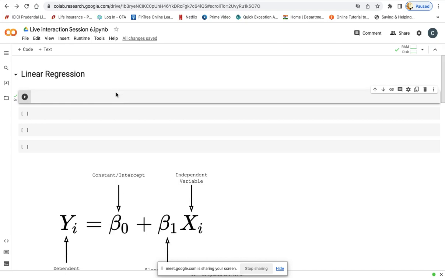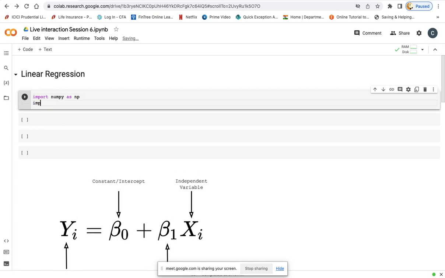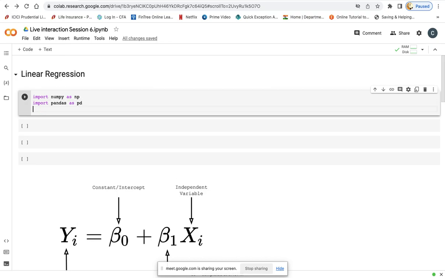So let's start by importing certain libraries. I need to use NumPy, I will use pandas, and I will use matplotlib to show how the final output will look, matplotlib.pyplot as plt.